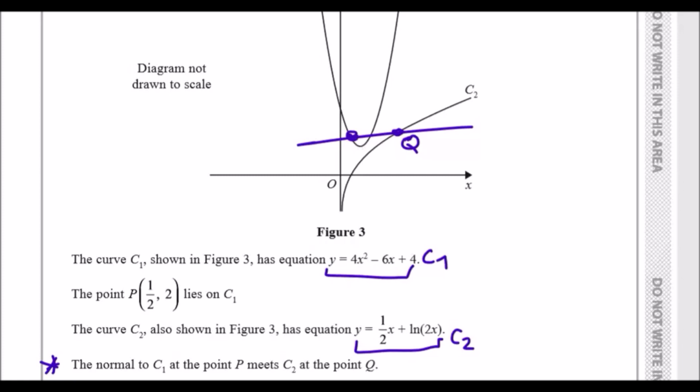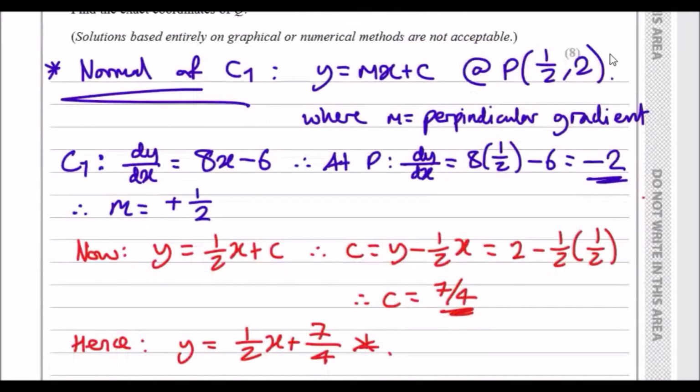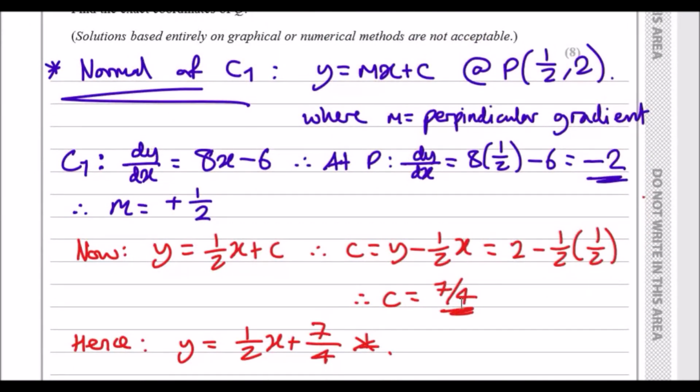I should actually label this P. So this was P, yeah? We know the coordinates of P already, which is half and 2, so that lies on the line. If you plug it in, we can find the exact value of c, which would be 7/4. And then we can say, hence, the equation of the normal to C1 is going to be y equals half x plus 7/4. Now that bit is done.